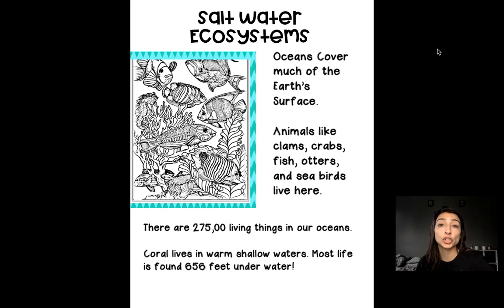So in our saltwater ecosystems, we have animals like clams, crabs, fish, otters, and seabirds, which are also like seagulls, maybe our pelicans. So there are the animals that live in the salt water, in the ocean, like our fish, our clams, our crabs. Then we have our animals that live on top of the water in that area. In the ocean, there's 275,000 living things. That's of what they have discovered.